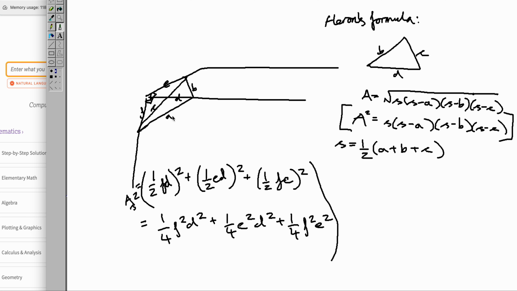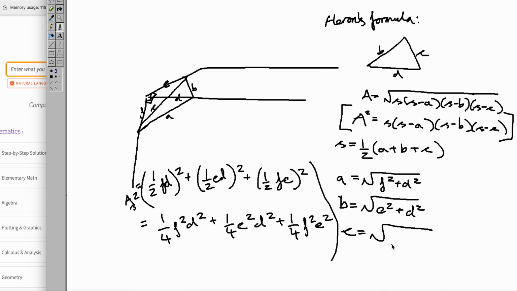But we can do it because we can notice that A, B, and C are the hypotenuses of these right triangles whose sides are F, D, and E. So we can notice that A is going to be the square root of F squared plus D squared, B is going to be the square root of E squared plus D squared, and C is going to be the square root of F squared plus E squared. So having done that, we can plug all these into here and into here finally, but that's going to be a lot of working by hand, so I would rather do that through Wolfram Alpha.